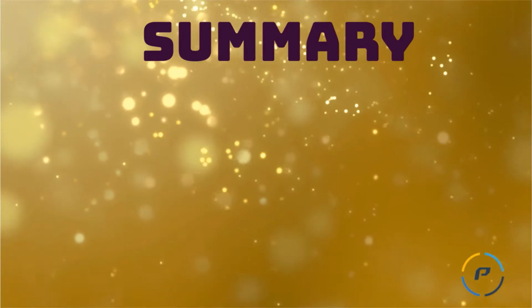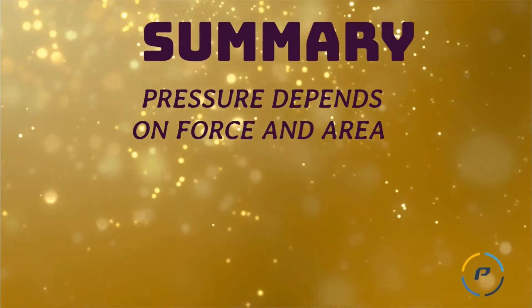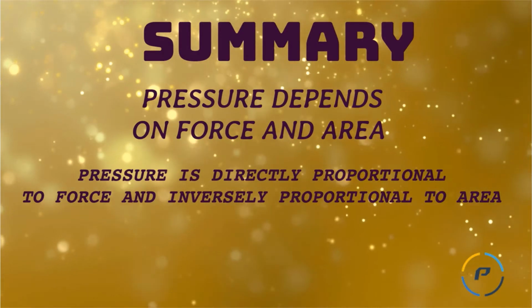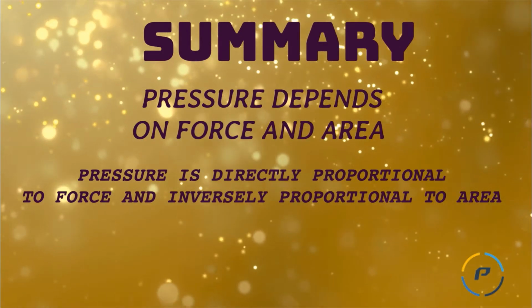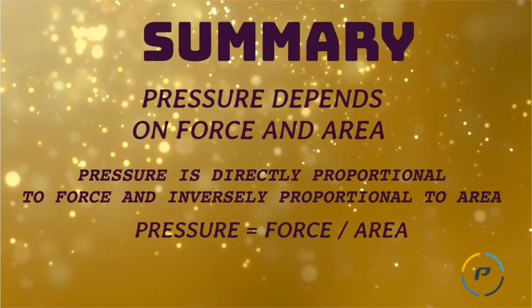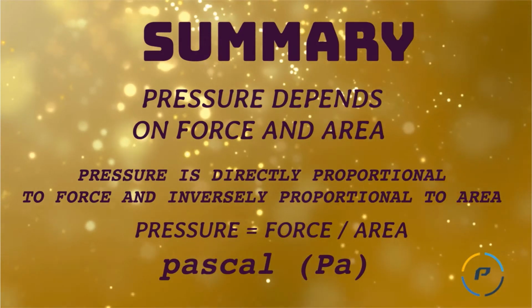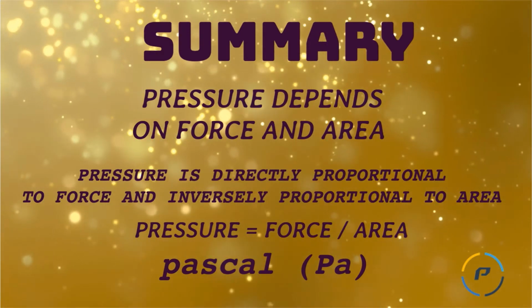Let us summarize everything. Number 1, pressure depends upon the factors force and area. Number 2, pressure is directly proportional to force and inversely proportional to area, keeping the other factor constant in the formula. Number 3, pressure formula: pressure equals force over area. Number 4, the SI unit of pressure is Pascal. Hope you understood the pressure concept and the factors on which pressure depends.